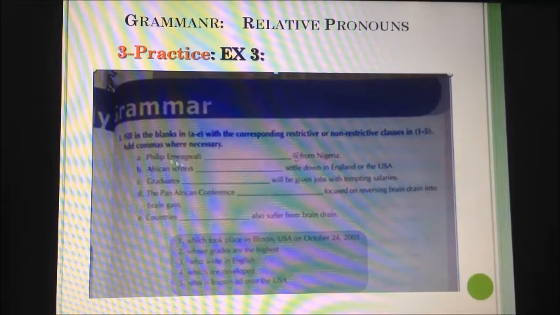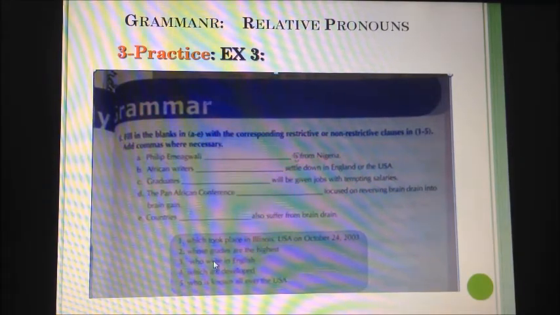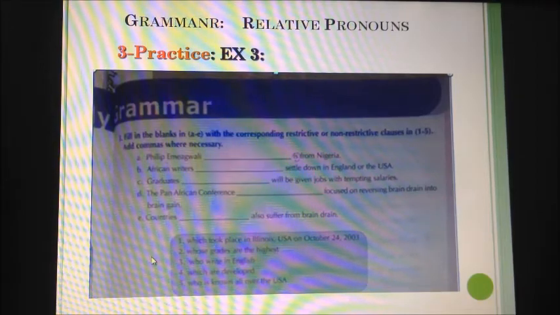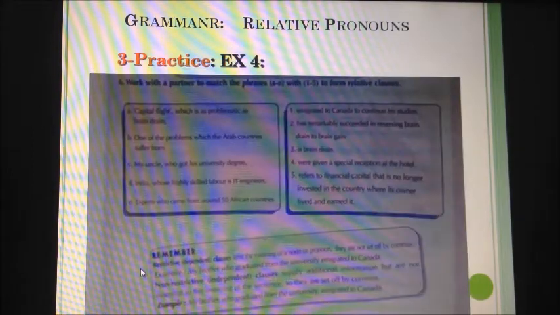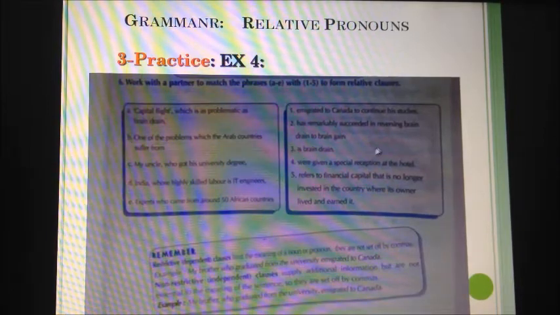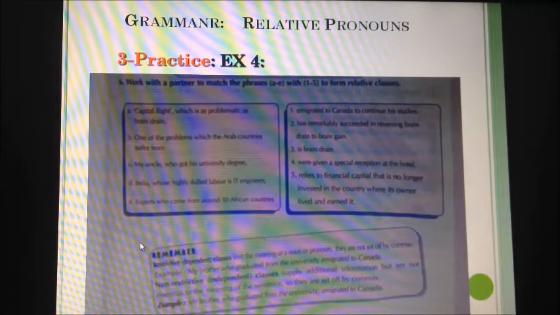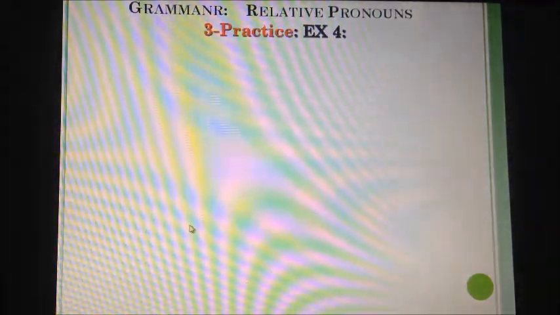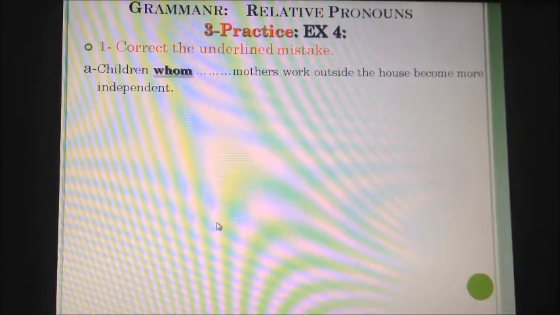Exercise number 3. Match the following sentences with these parts here. Okay. Again, pause the video, do your homework, get back for the correction. So here is the correction. Exercise number 4, match the first pair of sentences here with the second pair to make one complete sentence. Alright? So here is the correction.